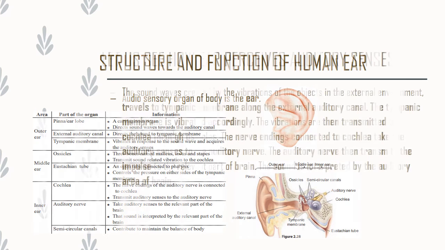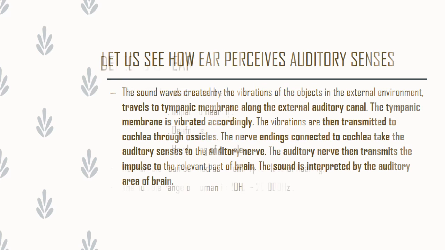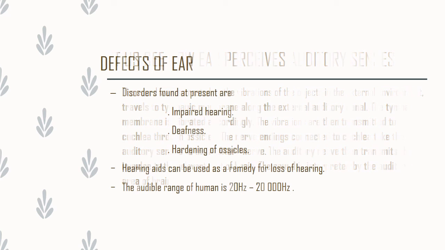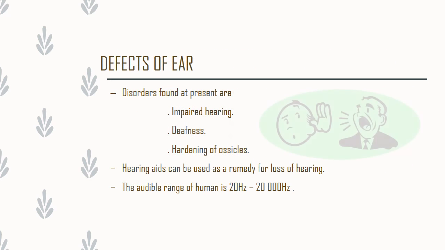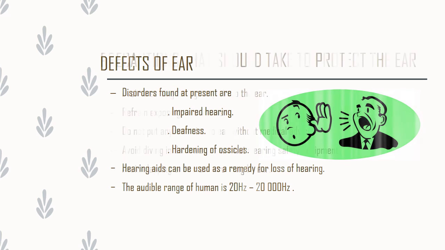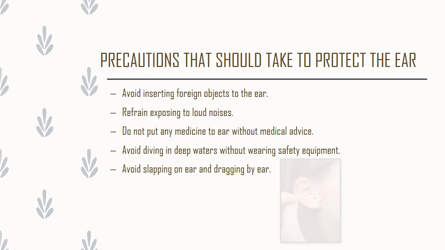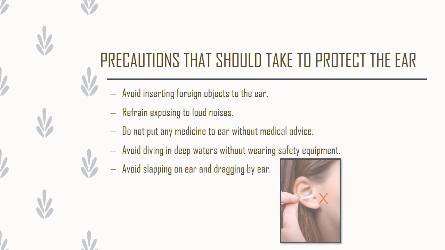The sound waves created by the vibrations of the objects in the external environment travel to the tympanic membrane along the external auditory canal. The tympanic membrane is vibrated accordingly. The vibrations are then transmitted to the cochlea through the ossicles. The nerve endings connected to the cochlea take the auditory senses to the auditory nerve. The auditory nerve then transmits the impulse to the relevant part of the brain. The sound is interpreted by the auditory area of the brain.